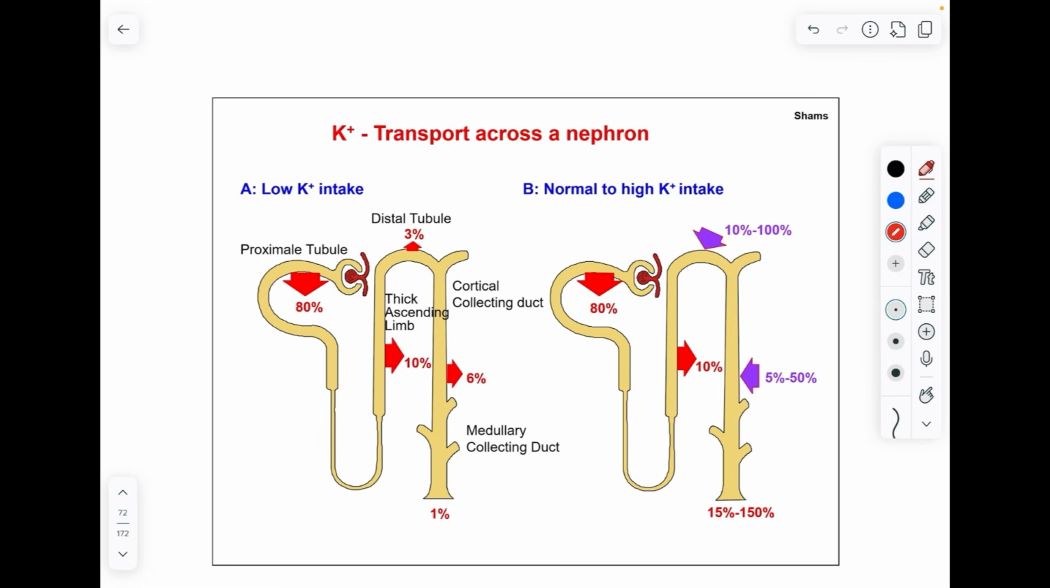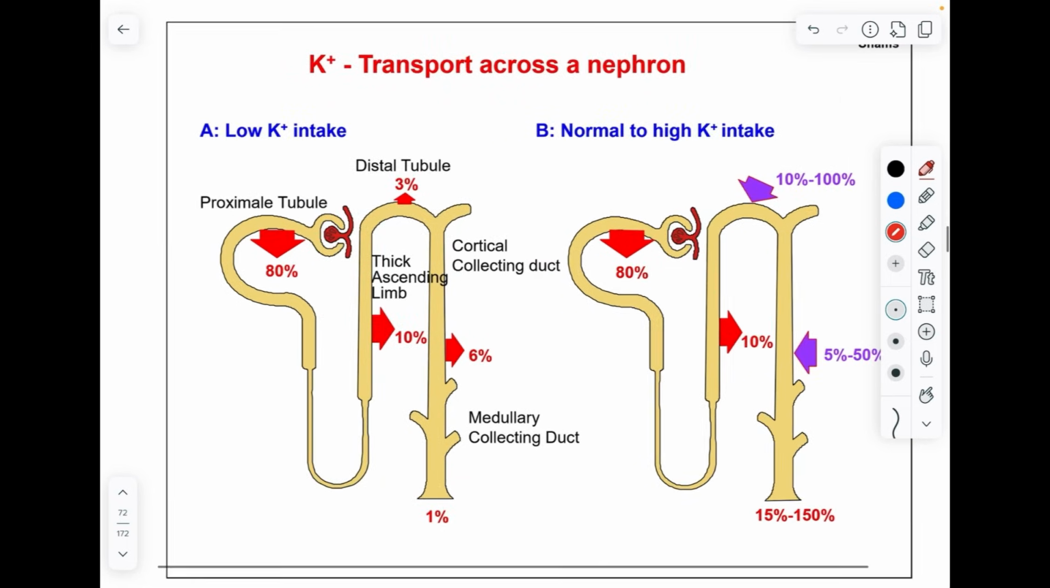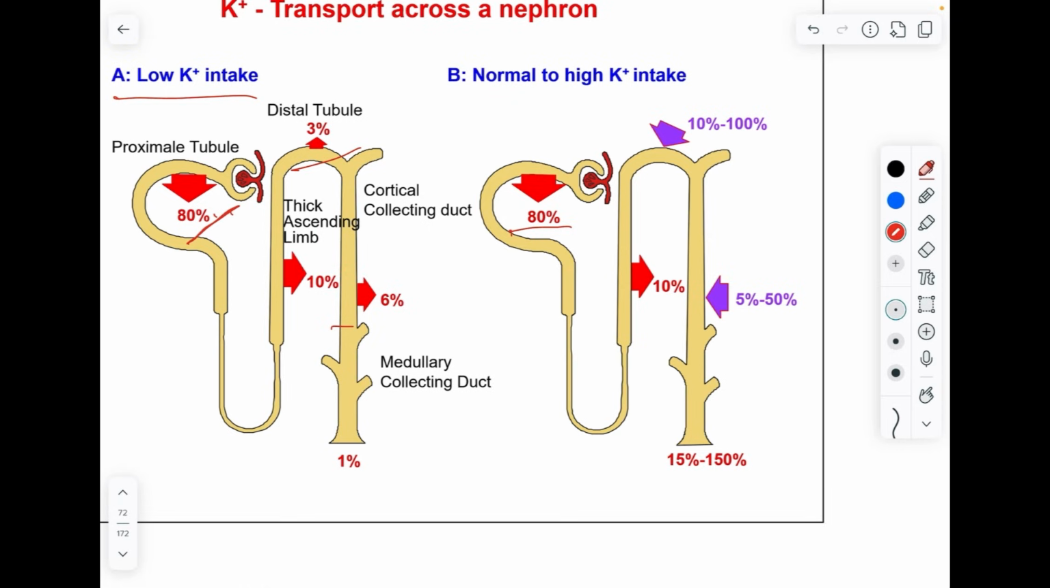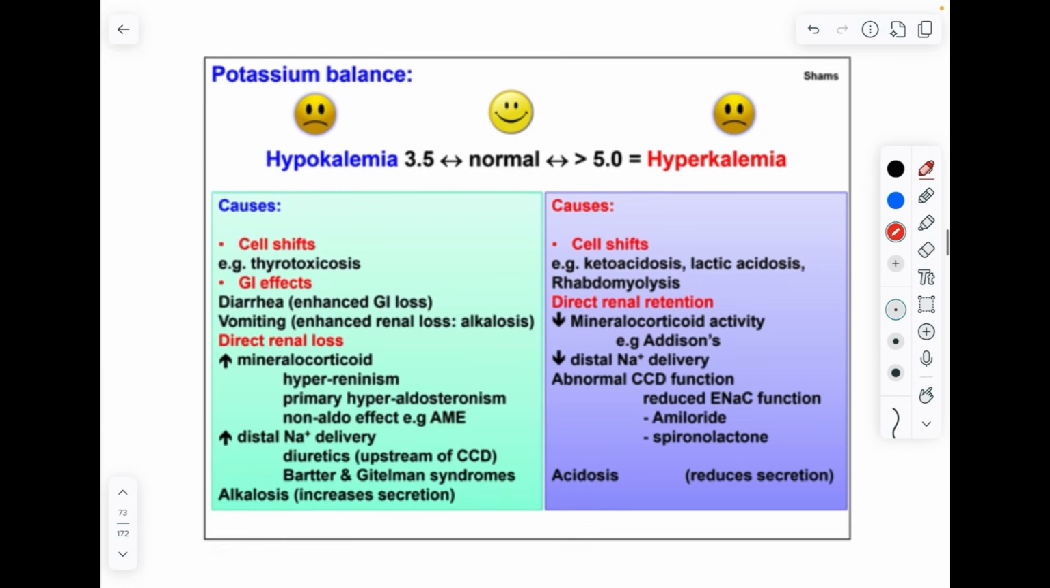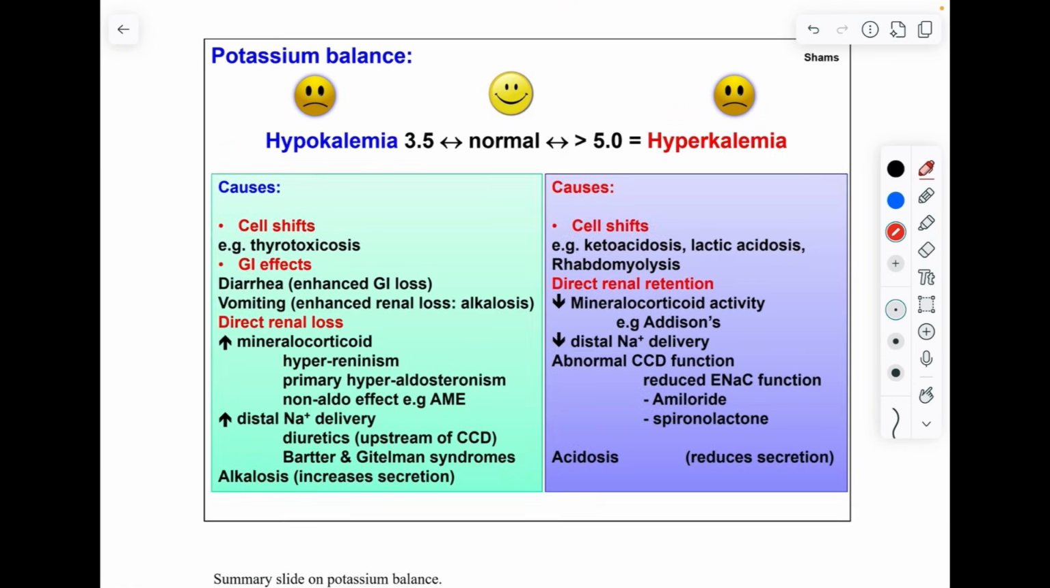Okay. Now potassium transport across the nephron. If you have a low potassium intake, it will be reabsorbed here, so some of it will be reabsorbed here, some here, some here, some here. But if you want to excrete potassium, we will reabsorb here, but where do we do the fine regulation? Always late distal tubule and collecting duct. So when you reach the late distal tubule and collecting duct, you can secrete potassium again if you want to get rid of it because of high intake of potassium.